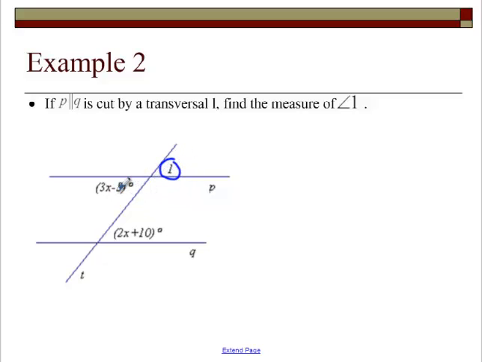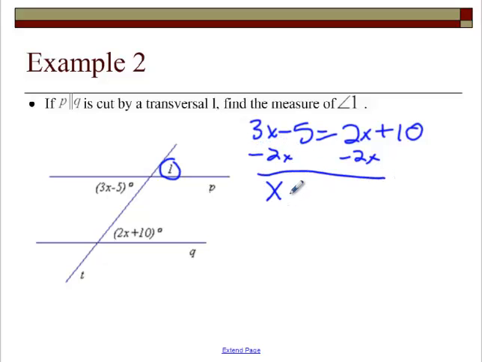I know 1 is the same as this one because they're vertical, and I know that these two are the same because they're alternate interior angles. So if I find any one of those angles, I found all of them. So let's go ahead and find x. Let's subtract 2x from both sides. Let's go ahead and add 5. So you get x is 15.